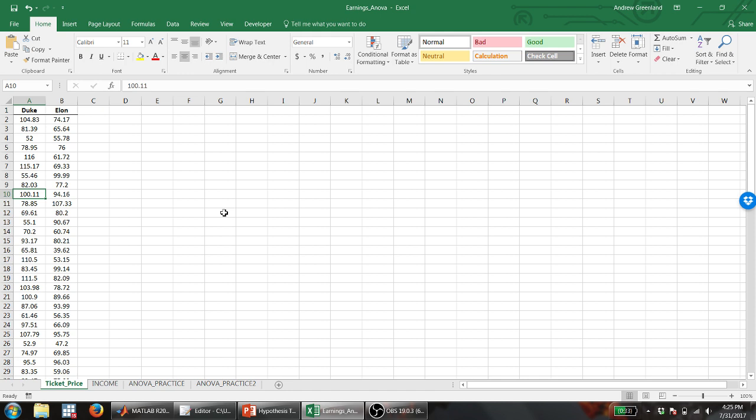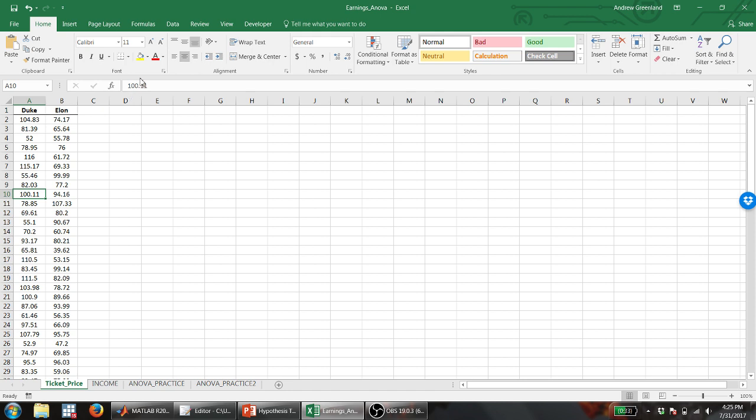As with our last example, we're going to hypothesize that there is no difference in the true means. That is, mu Duke minus mu Elon is equal to 0, and we're going to assess whether or not there's enough difference in the sample averages to be consistent with that view or not.